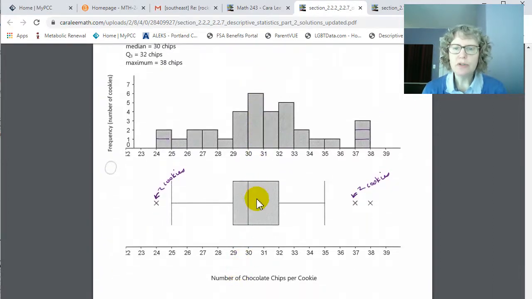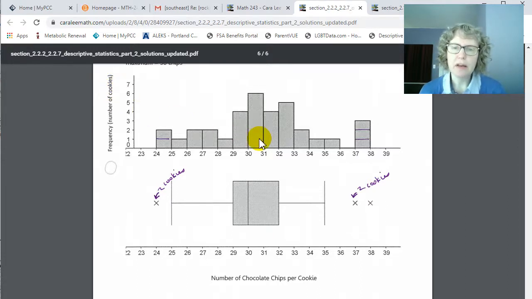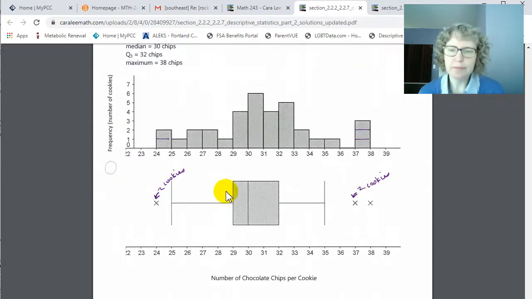Be sure when you do your graphs, you write the context down below and the units. Also, frequency is the vertical axis on a histogram. I'm using this label down here for both of these graphs. And there is no vertical scale on a box plot. It's really just a one-dimensional graph.